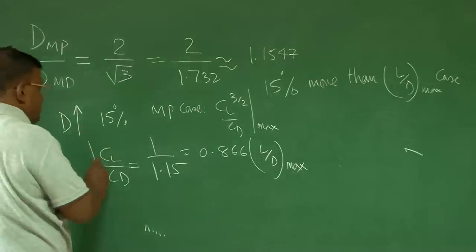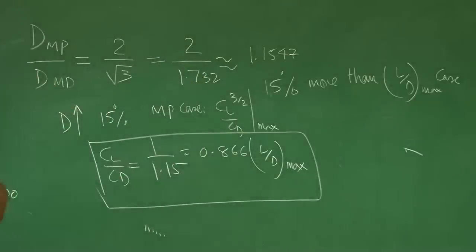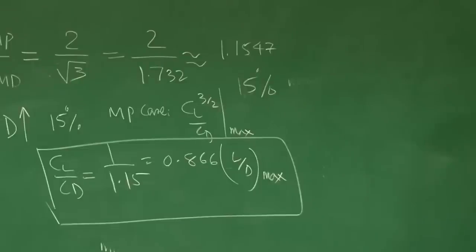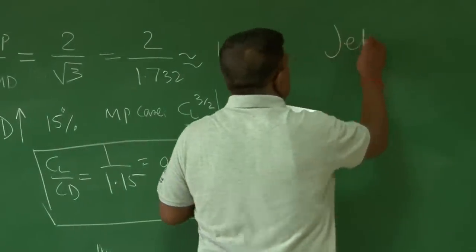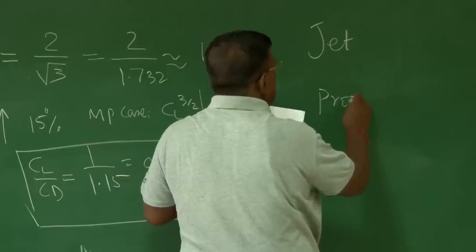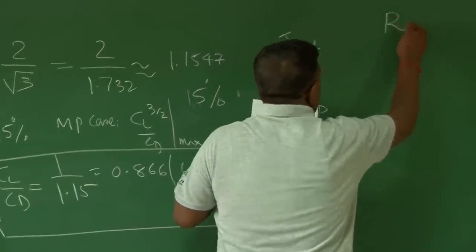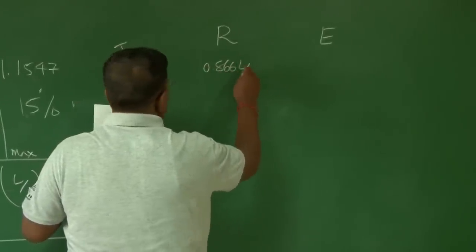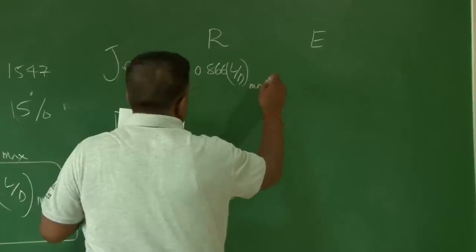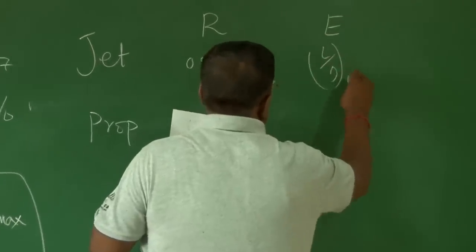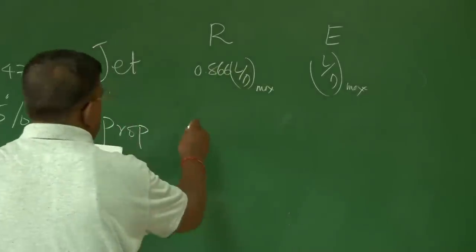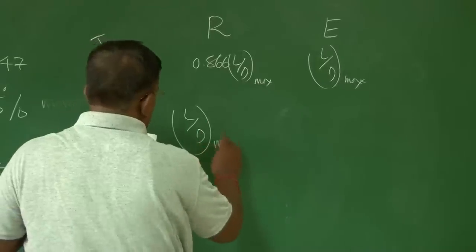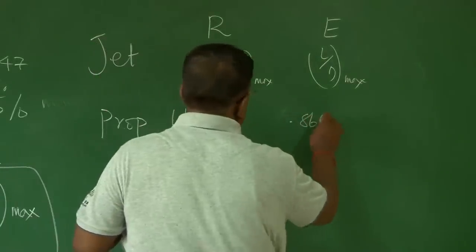With this understanding, we will fix our initial design parameters, for example, which will have relevance for range and endurance. If you recall, if I take jet and a prop, I'm talking about range and endurance, which is also called loiter. This is 0.866 L by D max, and here it is L by D max, and here it is L by D max, here it is 0.866 L by D max.